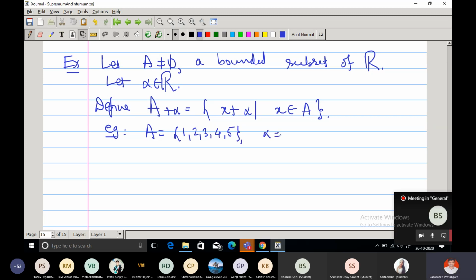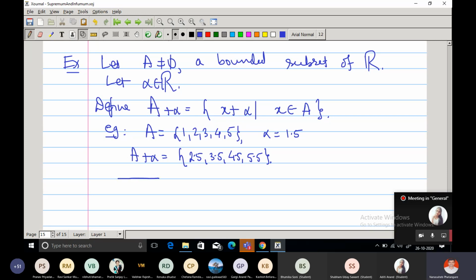And suppose alpha is equal to 1. Then what is A plus alpha? Can you tell me what this set is? 2.5, 3.5, 4.5. Right, very good. That means every element of set A is added with alpha.